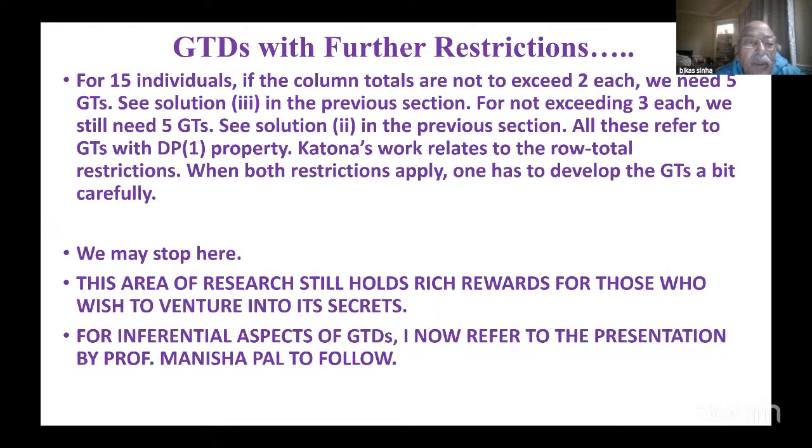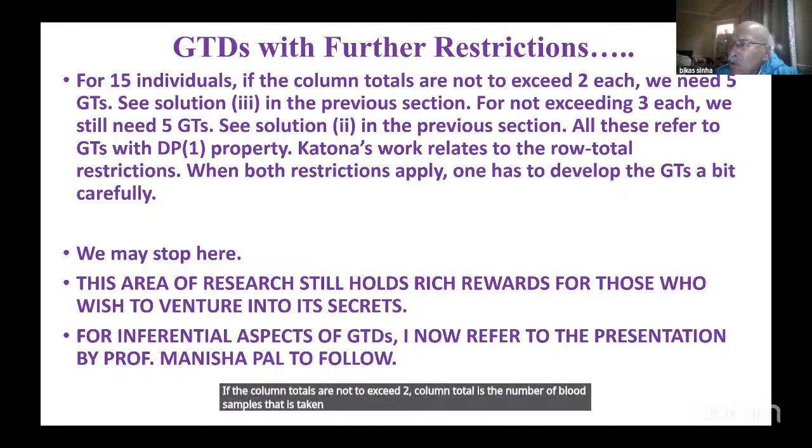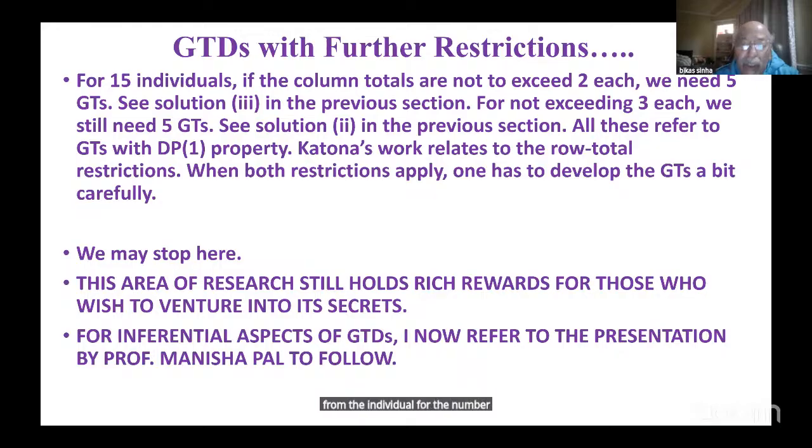For 15 individuals, if the column totals are not to exceed 2, where the column total is the number of blood samples taken from the individual for the number of tests, we need 5 group tests. Not to exceed 3, we need 5 group tests again. And all these refer to the DP1 property. DP1 means detecting power of order 1, so at most 1 individual is affected.